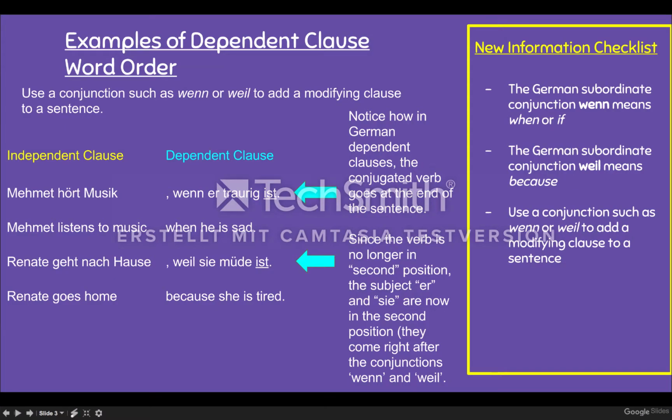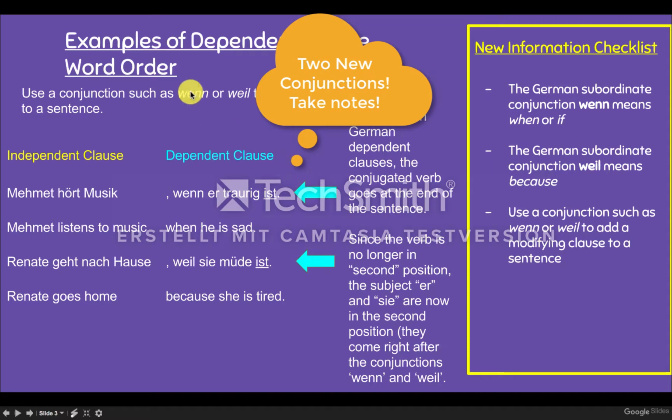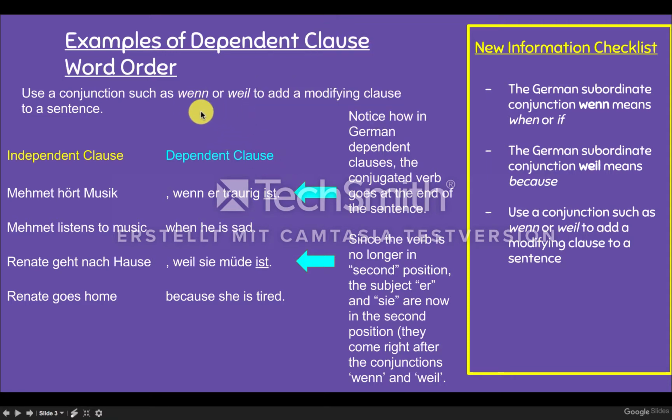So here are some examples of German dependent clauses and independent clauses and the word order of each of those clauses. Here are two example sentences, with the German and then the English. The sentence goes across this whole line. The first part of the sentence is an independent clause and the second part is a dependent clause. We're going to be using the conjunctions wenn and weil to start our first dependent clauses in the German language. Remember that weil means because and wenn means when or if. That information is right over here. We're going to use these to add a modifying clause to a sentence.